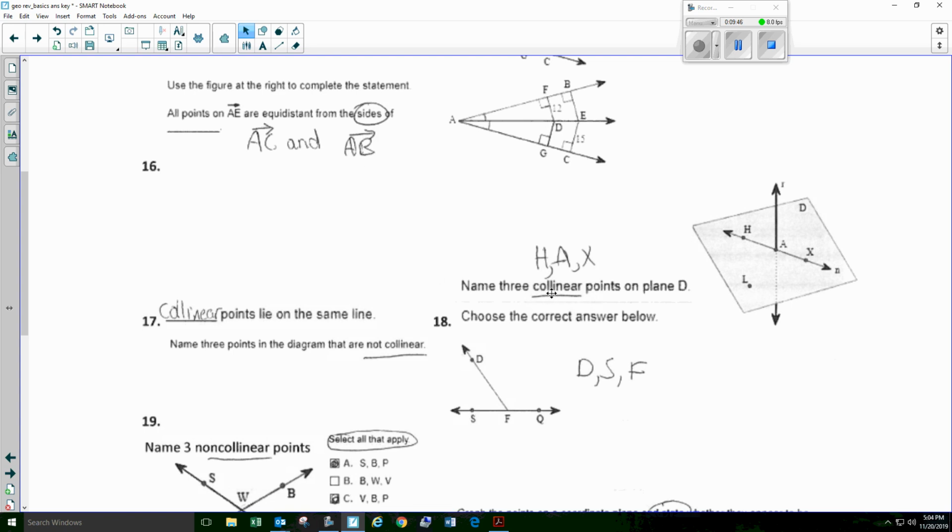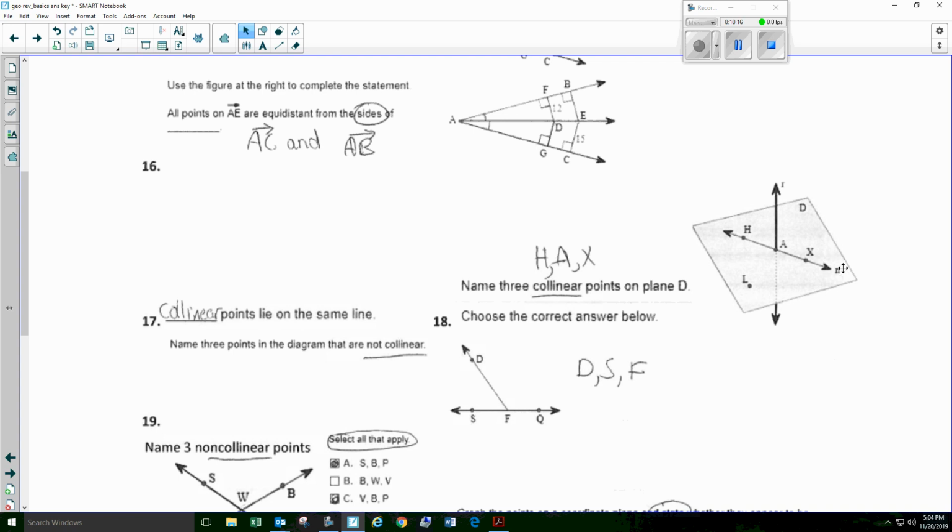Name three collinear points. H, A, and X are the only ones I can say here. Remember, N is not a point. Remember, points are labeled as capital letters. So you write the word point H, point A, and point X. You don't have to write the word point. The letters themselves automatically mean point. And it must be capital. I saw one or two people writing lowercase. You cannot use lowercase. I told you this from day one. It must be capital letters, just as you see here.